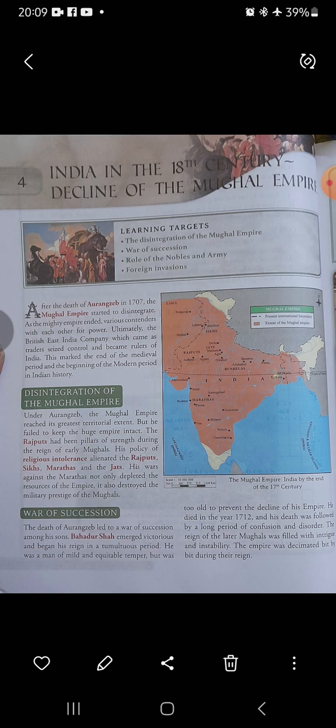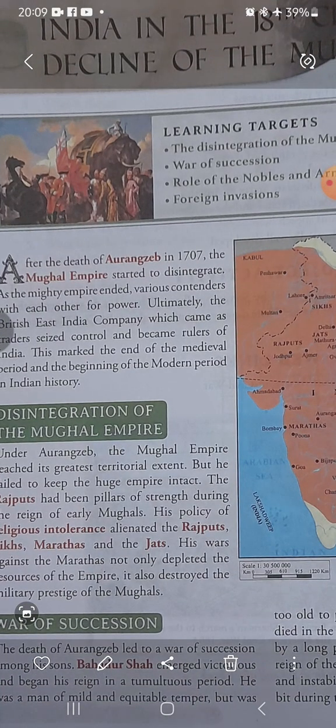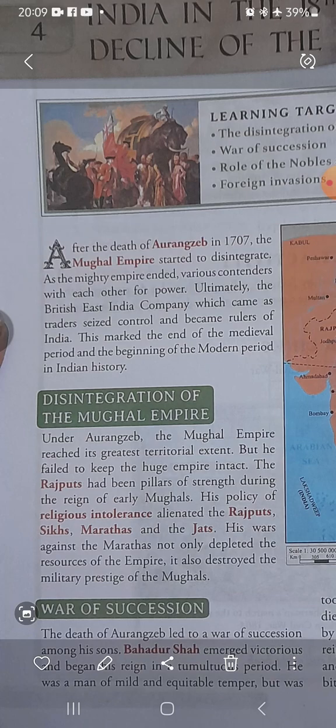Okay, so we know quite well that the Mughals had ruled in India before the British for quite a long number of years. But after the death of Aurangzeb in 1707, the Mughal Empire started to disintegrate. As the empire ended, various contenders were there. Contenders means there was competition among many dynasties as to who will rule the country, and ultimately it was the British East India Company who seized the power from the hands of the Mughals and became the rulers of India, and thereby ruled India for about the next 200 years. So this history is already known to us.